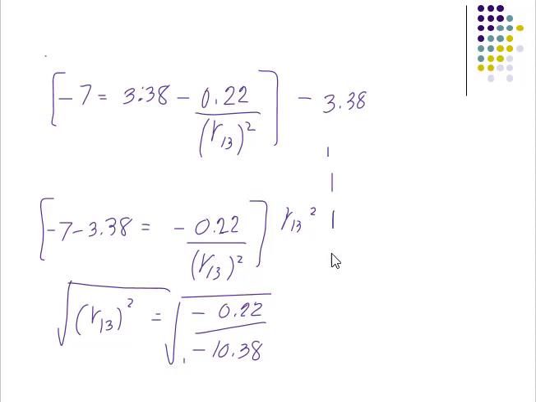So R13 now is equivalent to, let's solve, 0.22 divided by 10.38. Then you get the square root of that. Okay, again, 0.22 divided by 10.38.